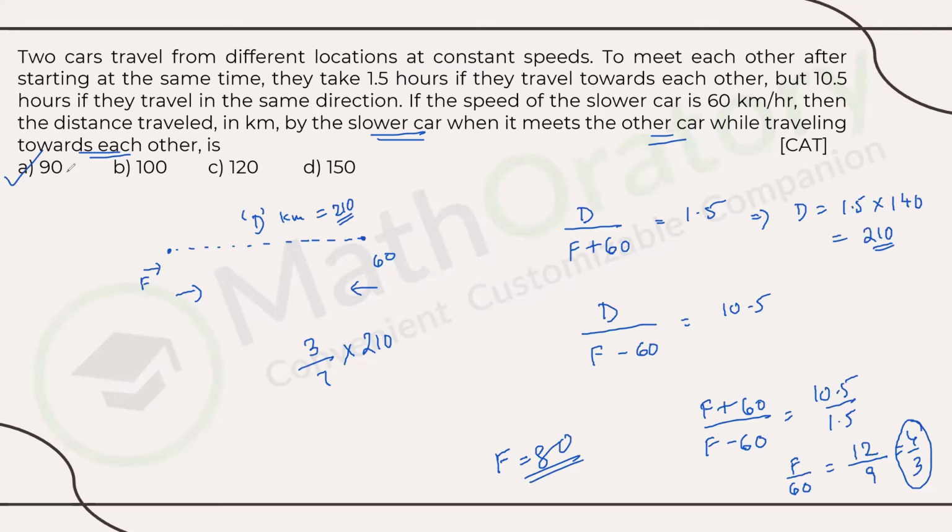Okay, nice. So a basic ratio proportionality idea to end with, but the main idea was the relative speed thing. It's the same distance between them. In the opposite direction, sum of speeds, you take 1.5 hours. In the same direction, difference of speeds, you take 10.5 hours. So that's it from my side.